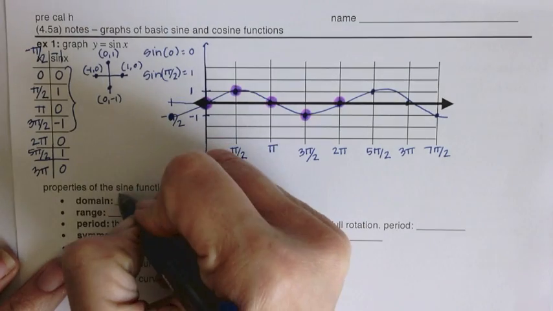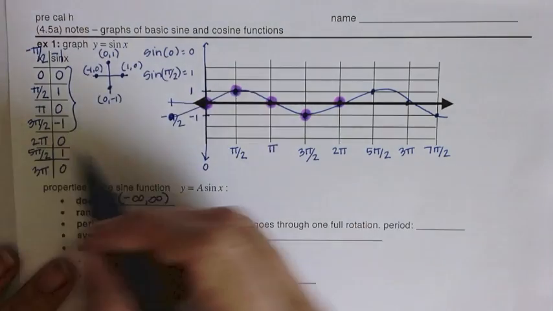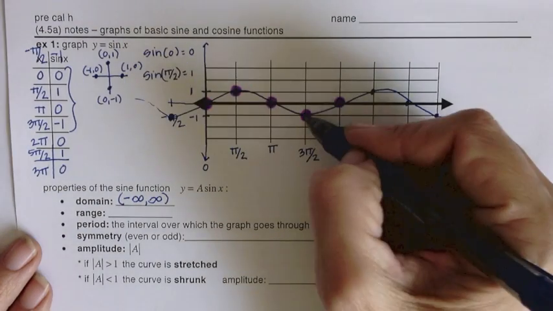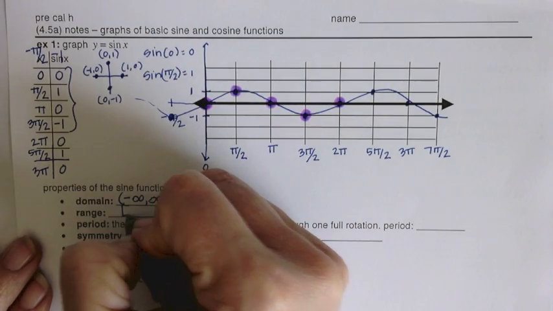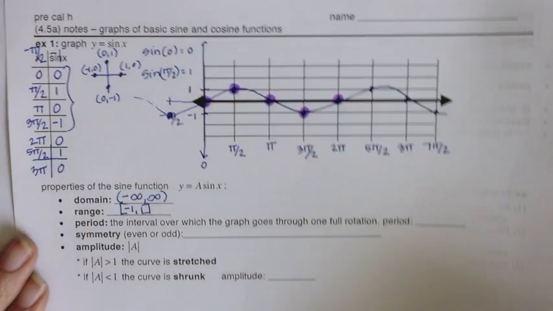So what is the domain of this graph? This graph can go on forever, from -infinity to infinity. The range, however, if you notice, this graph is trapped from -1 to 1, and we're doing brackets because it can equal 1.